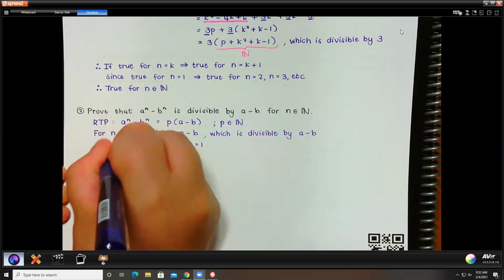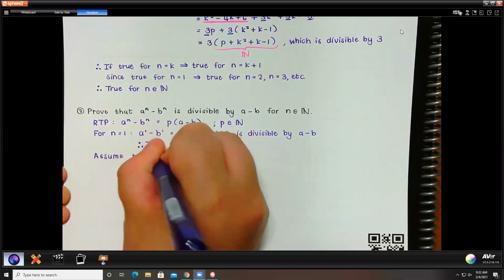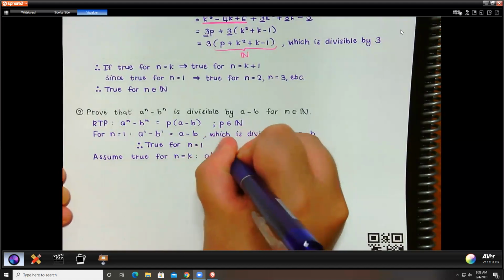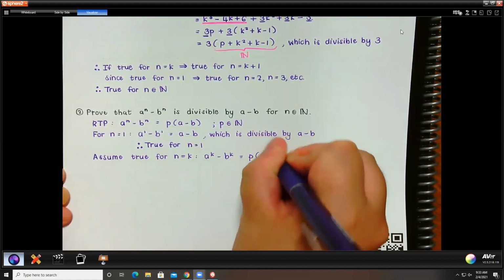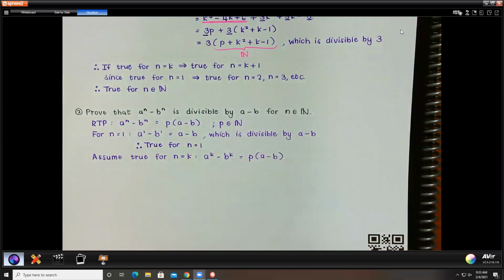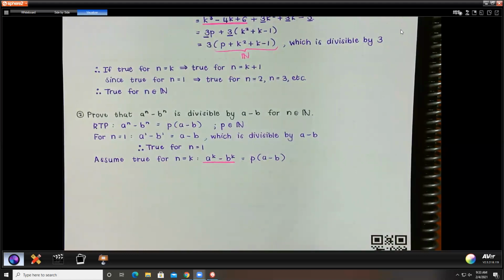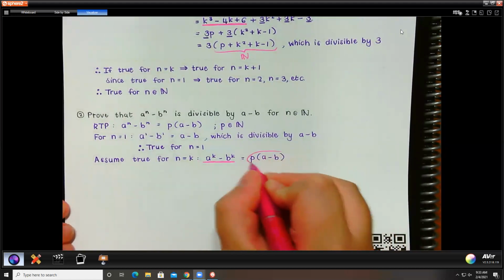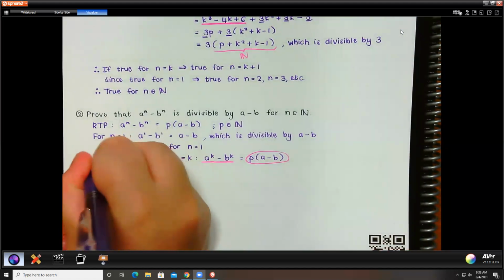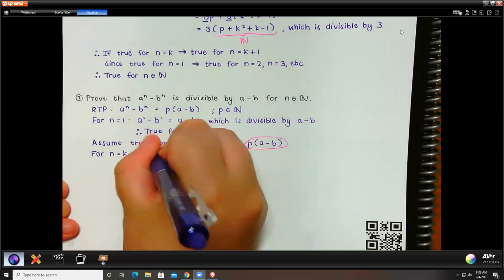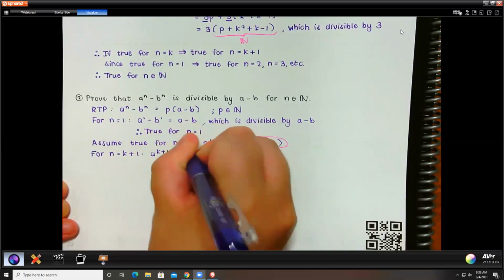Next, assume true for n equals k. So then we have a to the k minus b to the k is equal to p times a minus b. All right, so that is now what we assume is true. Now again, guys, before I even write the next working, let's make sure that we all remember that this is what we're going to be looking out for. We're going to have to try and write whatever we have on the left-hand side in terms of this. These two terms, I'm going to have to group together so that I can substitute it with this. Okay, so now for n equals k plus 1, we're going to have a to the k plus 1 minus b to the k plus 1.